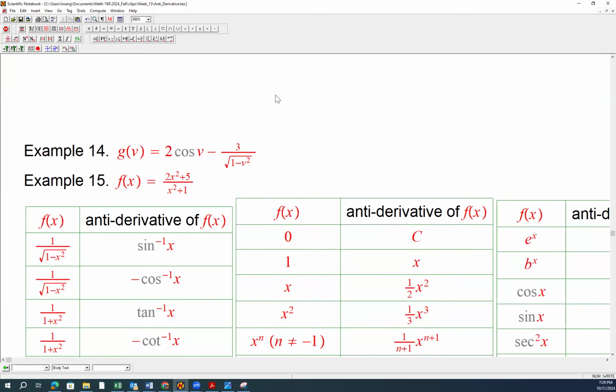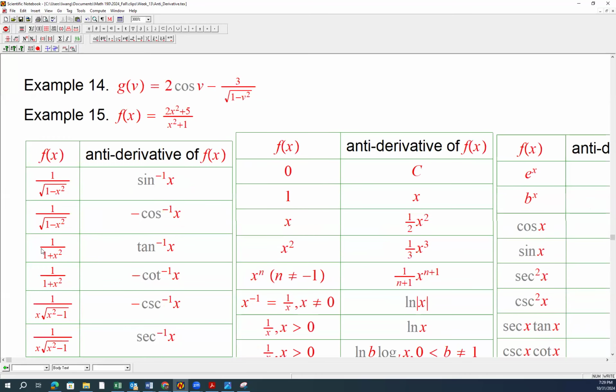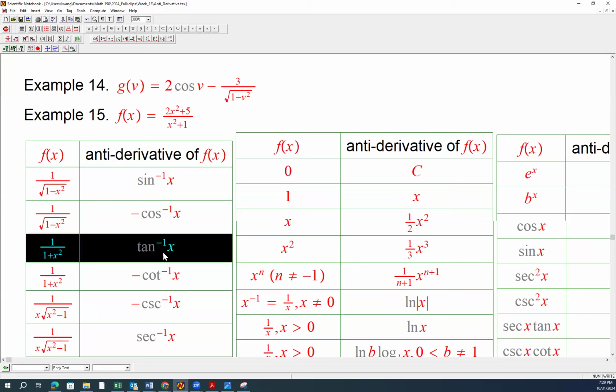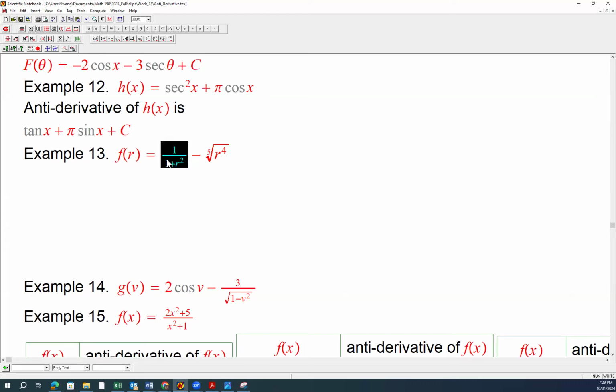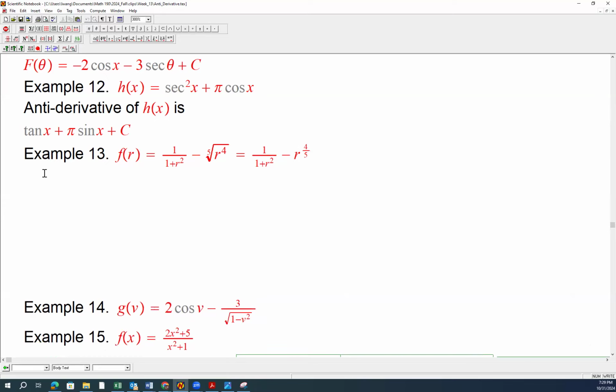Okay, number 13, right? The antiderivative of 1 over 1 plus x squared, okay? It's most convenient to know this formula actually, because this is used often, okay? Arctangent. So we have arctangent r for this, and the other one, we're going to write it as a power. Okay, so we're going to keep it because we already know its antiderivative, minus r raised to the power of 4/5. Okay, fraction power.